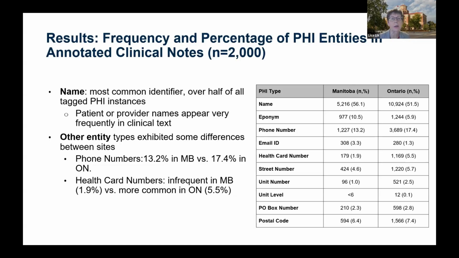So where we had about 13% of types of phone numbers versus 17% in Ontario. And also, health card numbers were less frequent in the Manitoba data, but they were more common in the Ontario data. You can also see that we've got some instances where we have really low frequencies of entities that we're aiming to identify that we might not be able to work with. We'd have to do more sampling if we really wanted to be accurate in terms of the algorithm that we're training for these.